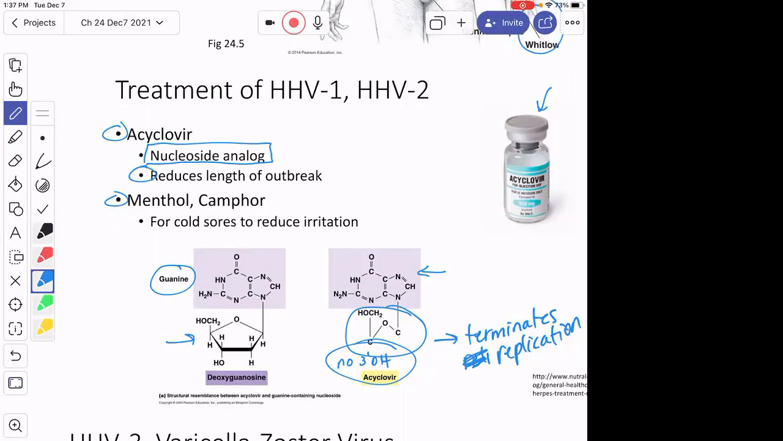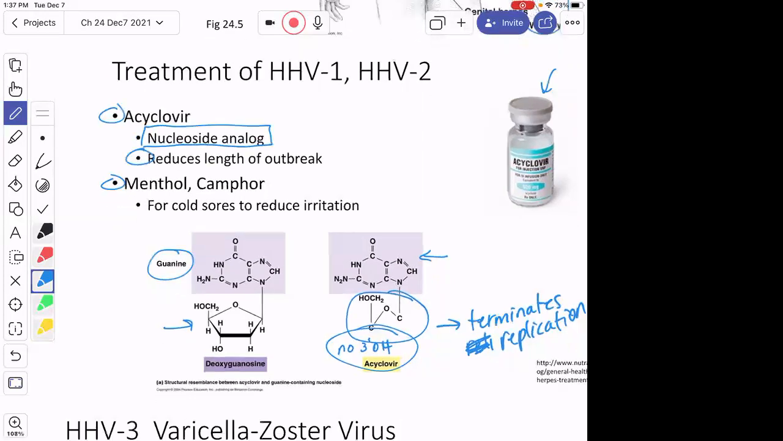Oh, a live attenuated vaccine. Okay, it's supposed to decrease viral shedding as well. The WHO, the World Health Organization, estimates that 500 million people worldwide have HHV2. So there's a lot of it out there.